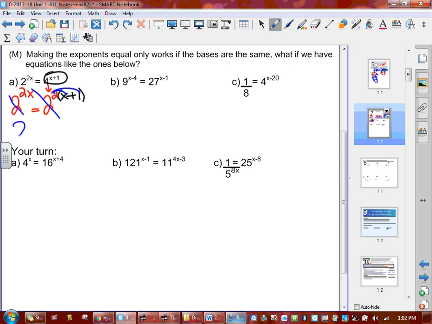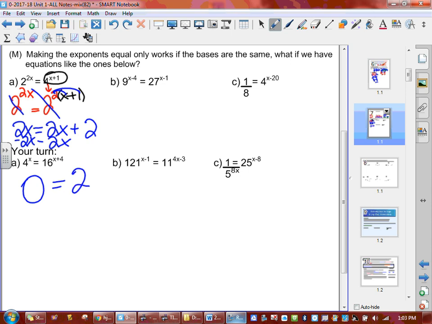Now this one's unique. Because what do you notice? What's going to happen to x? It's going to cancel and disappear, isn't it? So we're going to have -2x minus 2x. We're going to have 0 equals 2. So that one has no solution. Whenever your x's cancel out, it's considered to have no solution. Okay?